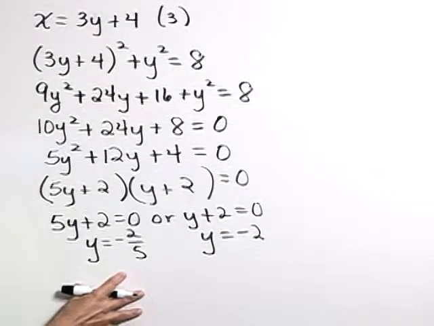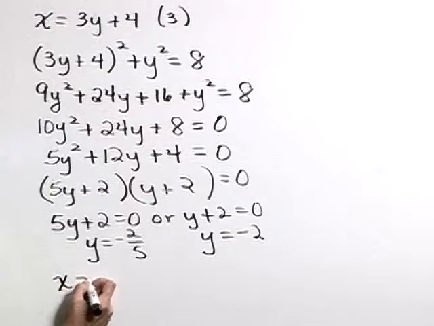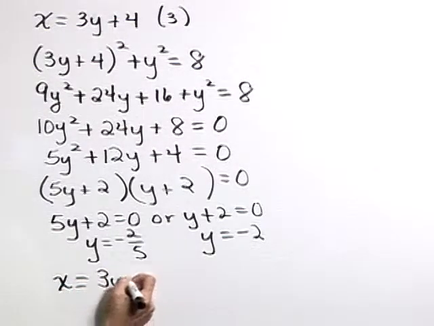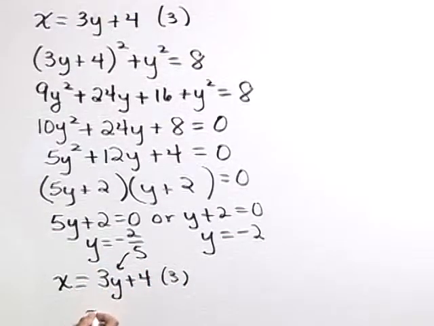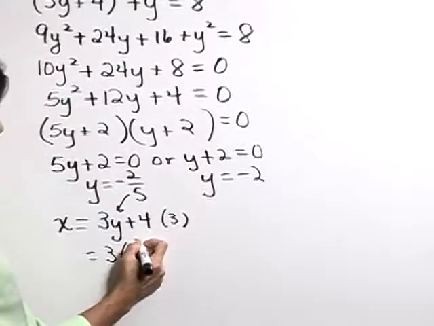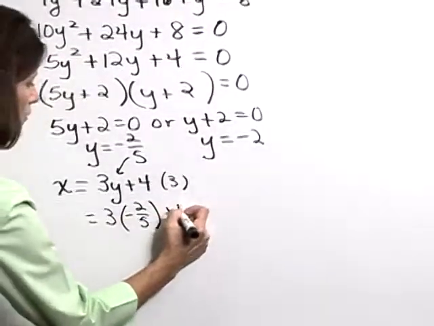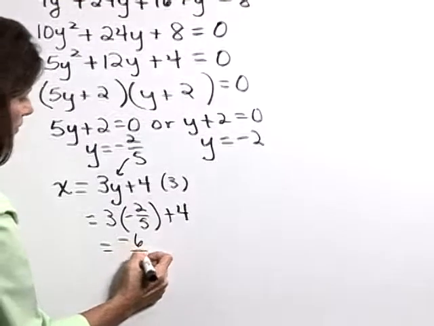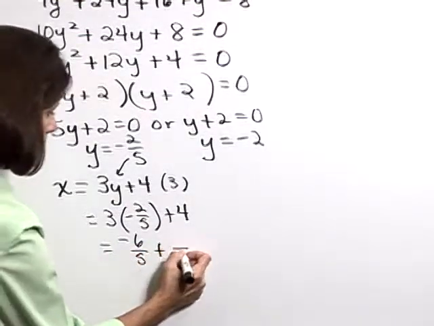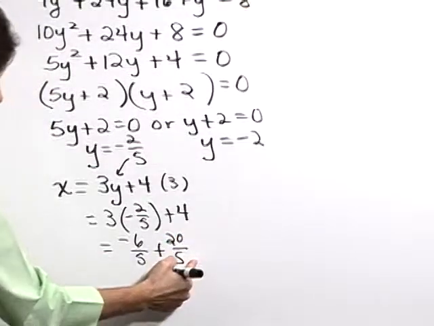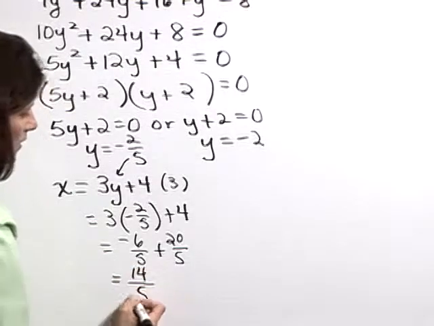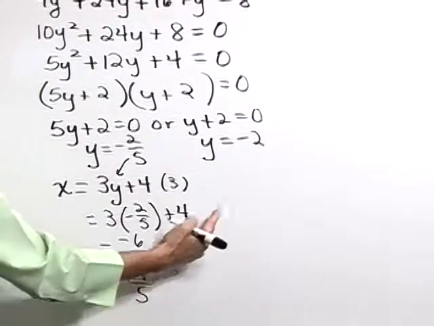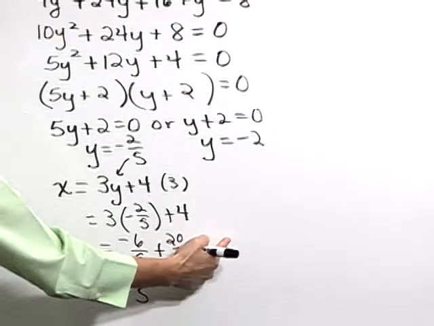I'm going to do that by substituting these y values back into equation 3, which is x equal to 3y plus 4. Let's substitute y in there. So x is 3 times a negative 2/5 plus 4. That's a negative 6/5 plus, that's a 20/5. 20 minus that 6 is 14/5.